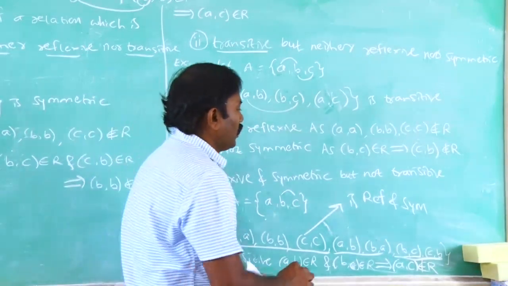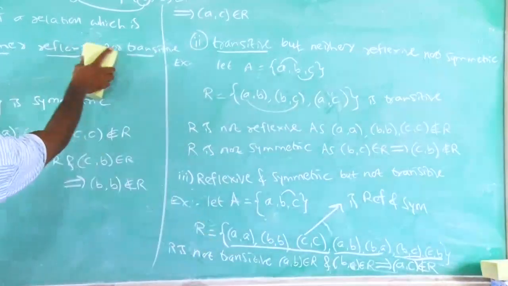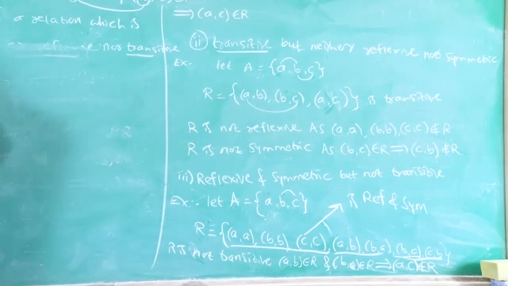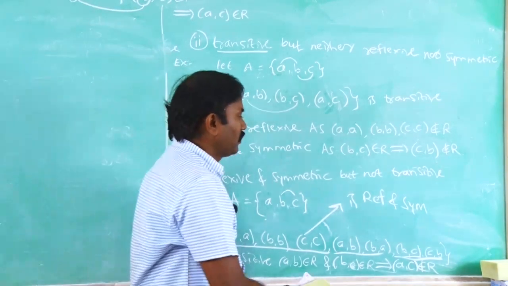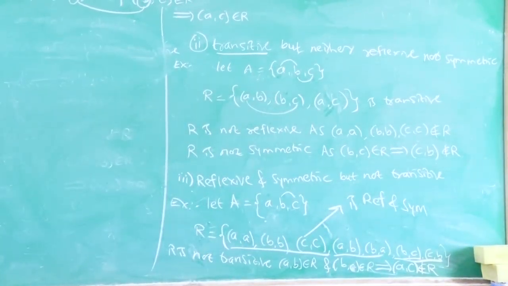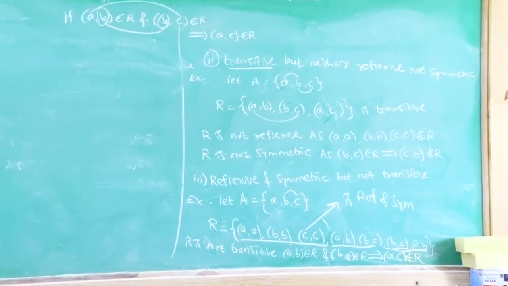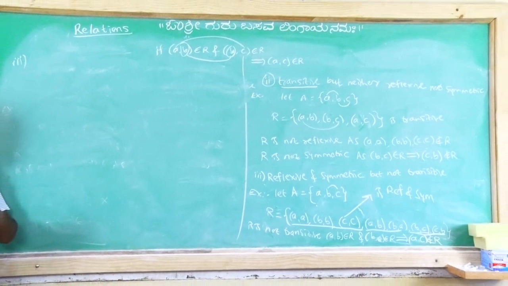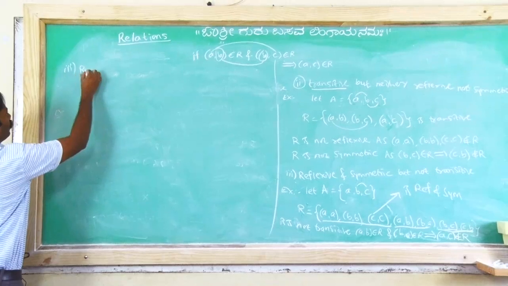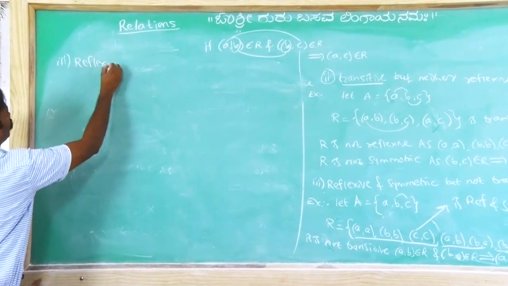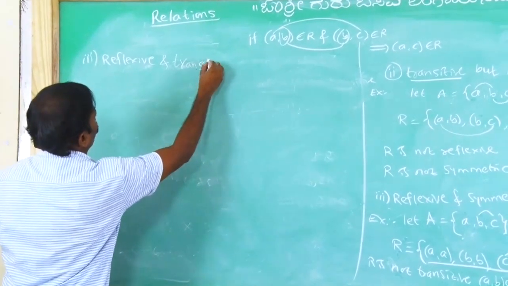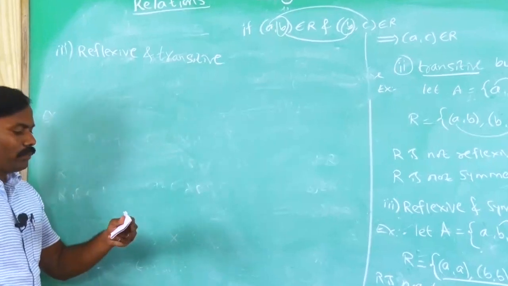Okay. Now come to the third example. All these are important examples, for theory as well as CET. Next, third example: give an example of a relation which is reflexive and transitive, but not symmetric.